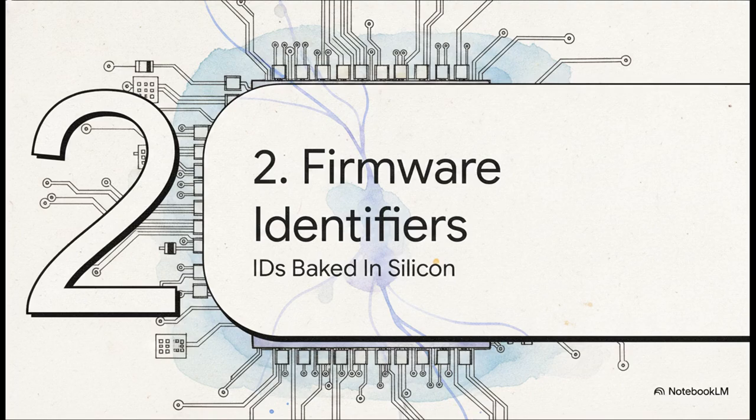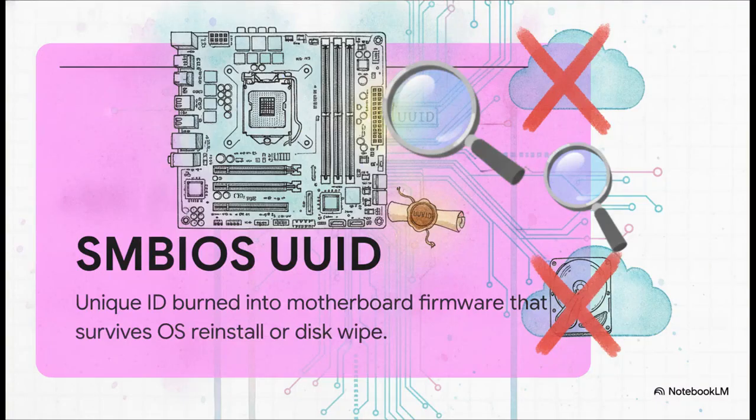Section 2. Firmware identifiers in silicon. First up is the SMBIOS UUID. You can basically think of this as your motherboard's literal birth certificate. It is a highly unique identifier burned straight into the motherboard's firmware right during manufacturing. So it doesn't matter if you replace your hard drive, completely nuke your registry, or install a brand new operating system from scratch, this birth certificate remains exactly the same, and it uniquely identifies your specific motherboard to any software running on top of it.